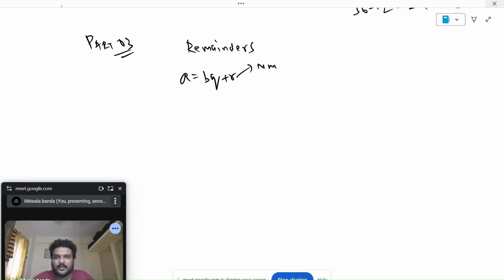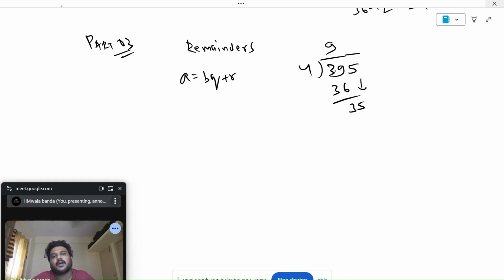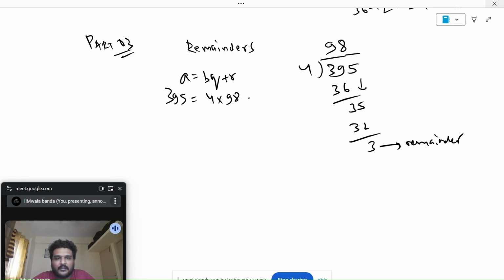And now if I take any number, let's say, just to explain, 395, and if I divide it by 4, I know 4, 8, 16, 24, 32, so 3 is the remainder, right? So I can write 395 as 4 into 98 plus 3. So I know 3 will always be less than 4 and it will always be more than or equal to 0.